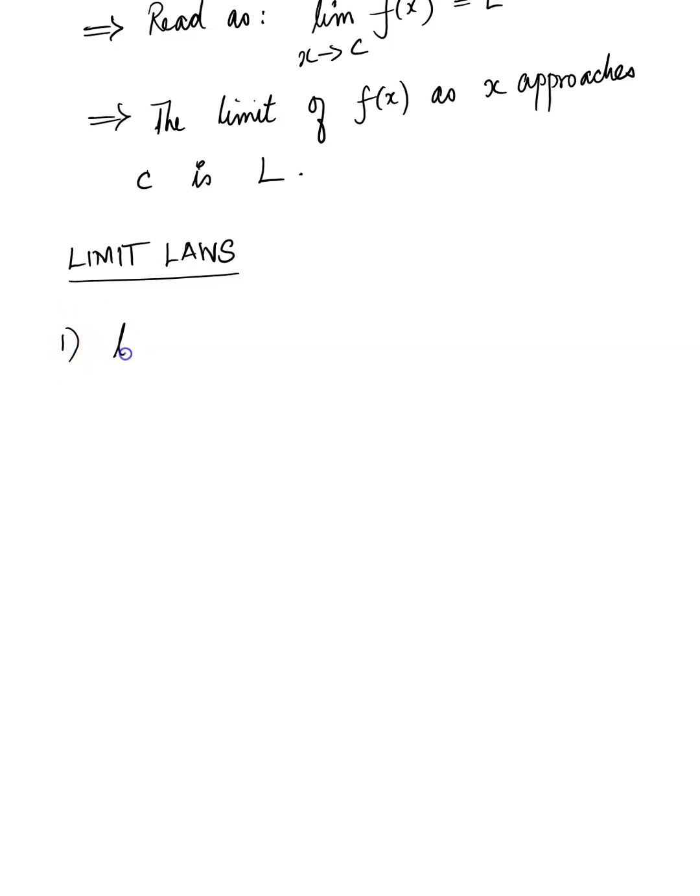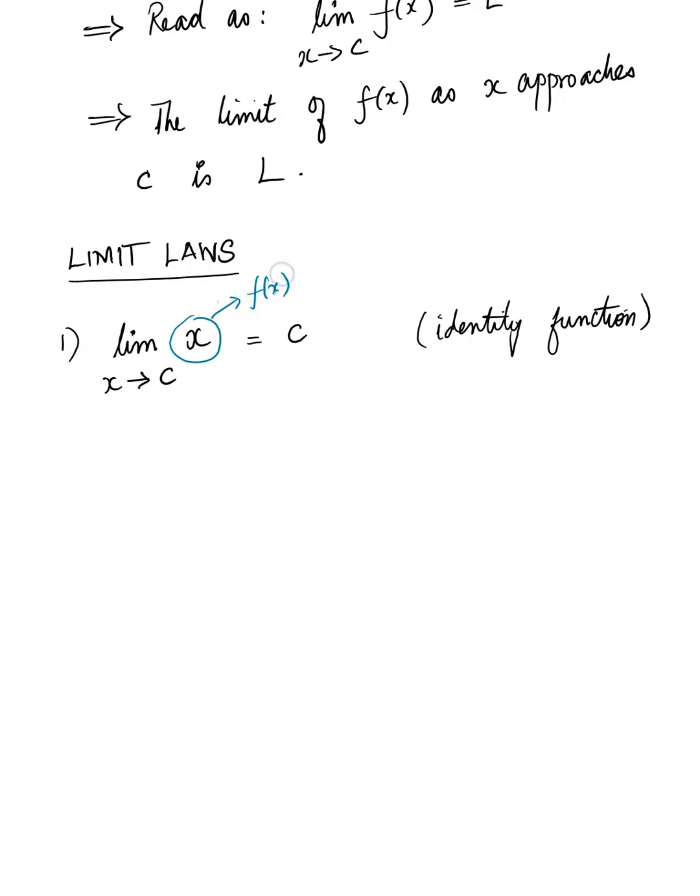So I'm going to write out the first few laws so that I can explain it to you. Okay. So the law says the limit of x as x approaches c is c. This is an identity function. So I want you to think about this, okay? This x here, this position, right? This is the template. So you can kind of see this x position is actually your f of x.